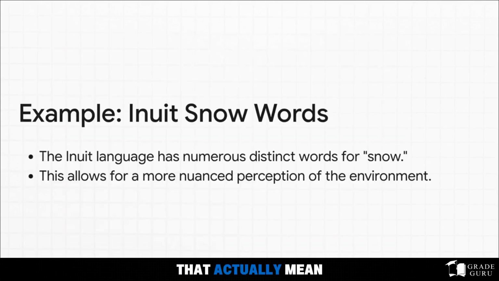So what does that actually mean? Well, the classic example is that the Inuit language has tons of different words for snow. It's not just about having more words, it's that having those words allows them to see and experience their snowy environment with a level of nuance that someone with just one word for snow can't even imagine.